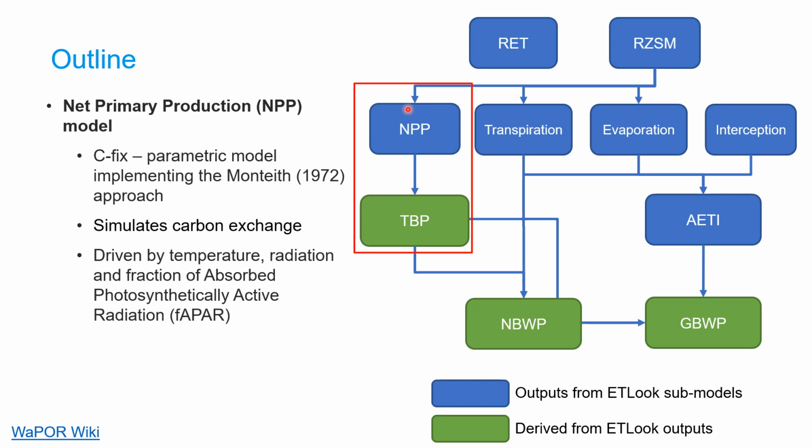To give you an outline of the approach behind net primary production, it's based on a parametric model implementing the Monteith approach, which describes ecosystem productivity in response to solar radiation. The name of the model is CFIX, and it simulates carbon exchange using multiple data sets, mainly driven by temperature, radiation, and fraction of absorbed photosynthetically active radiation, otherwise called FAPAR.